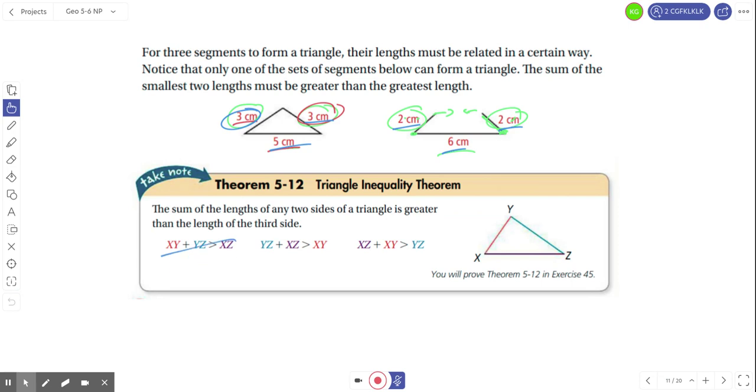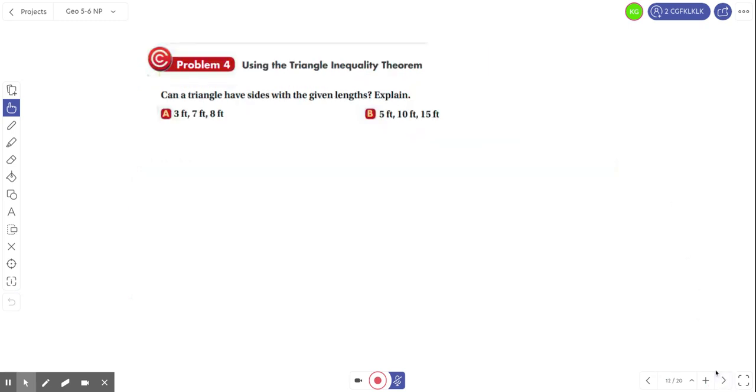And that's what these three equations are showing. They're showing that if you add up red plus blue, it's greater than purple. If you add up purple plus red, it's greater than blue. And if you add up blue plus purple, it's greater than red. So now we know that some lengths will not be able to make a triangle. The two shorter lengths have to add up to more than the longer length. That's the easiest way to check.